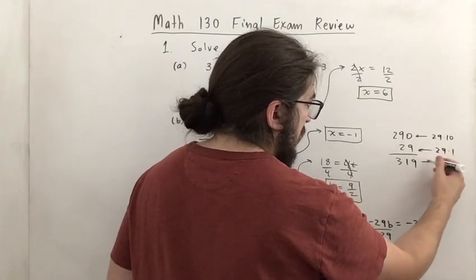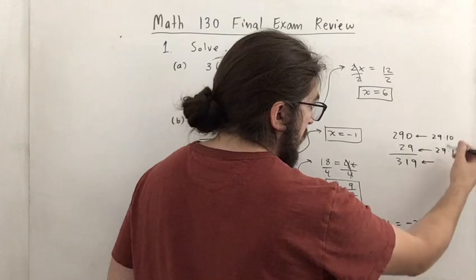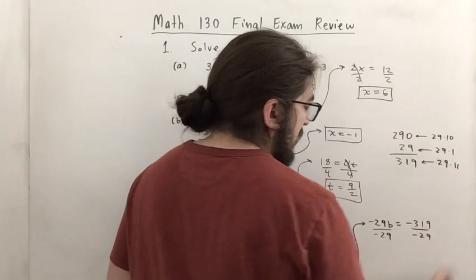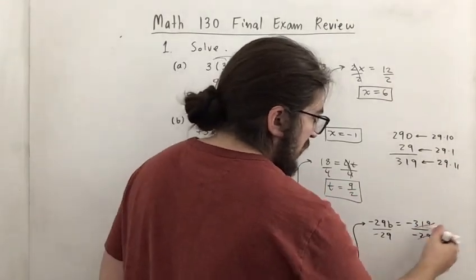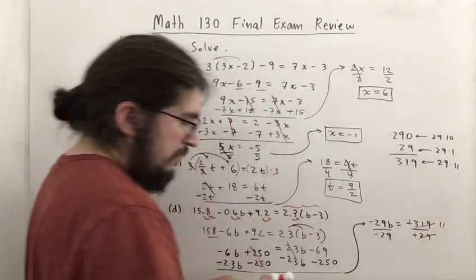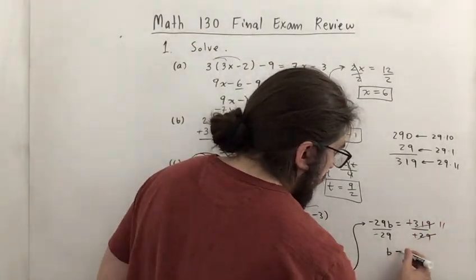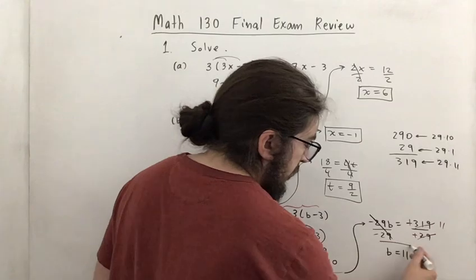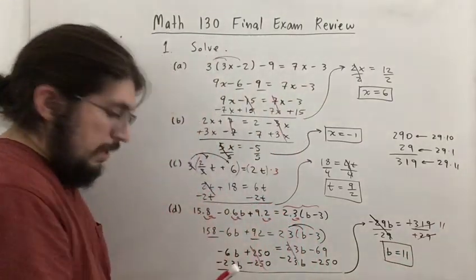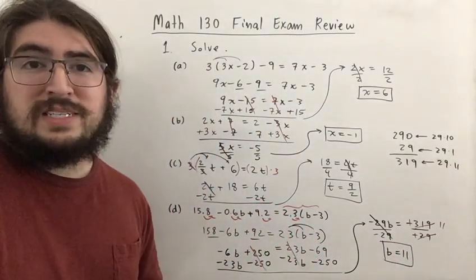So altogether, the result is 29 times 10 plus 1, which is 11. So in other words, 29 goes into this 11 times. The double negative cancels in the fraction, so the answer is b is equal to 11. And of course, that cancels right there. All right, perfect. So that was number 1, and now let's move on to number 2.